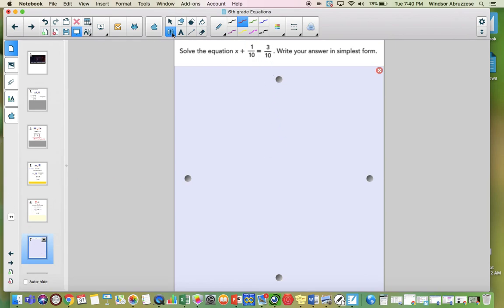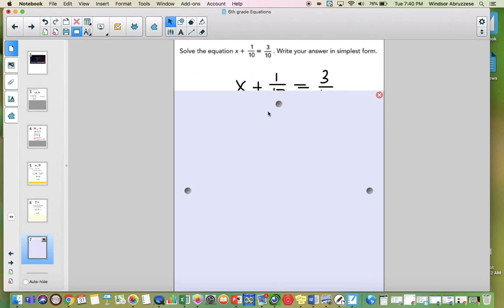So I have x plus 1/10 is equal to 3/10. Now this one's nice and simple for you. The denominators are the same. You might know what fraction already goes here. You might already know what x equals and you're ready to roll. But remember, you have to show your work.